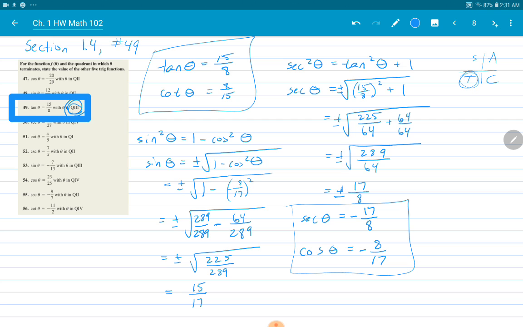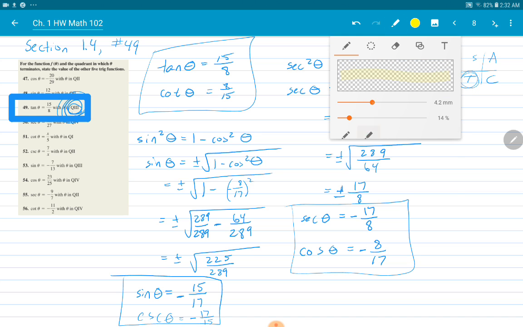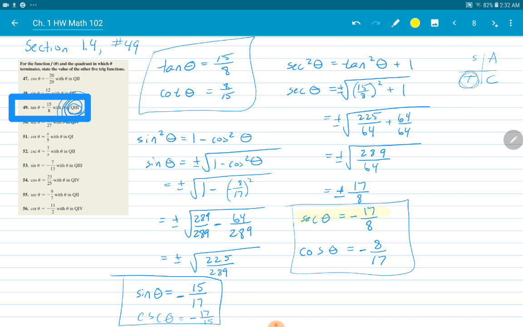And sine, we're in quadrant 3, so sine is going to be negative. So that's my sine, and then my cosecant will be the inverse of that. So there's my last two trig functions. And now I found all 6 using the identities rather than finding the x and y and plugging it in.